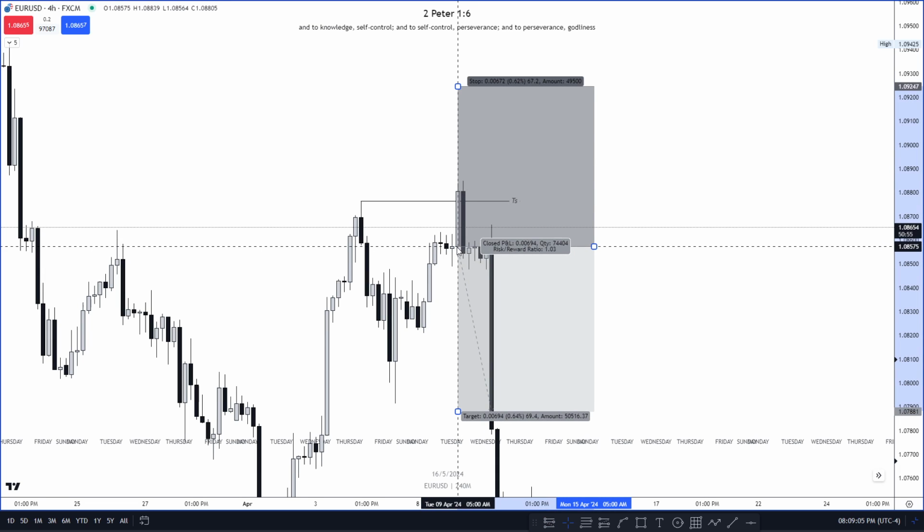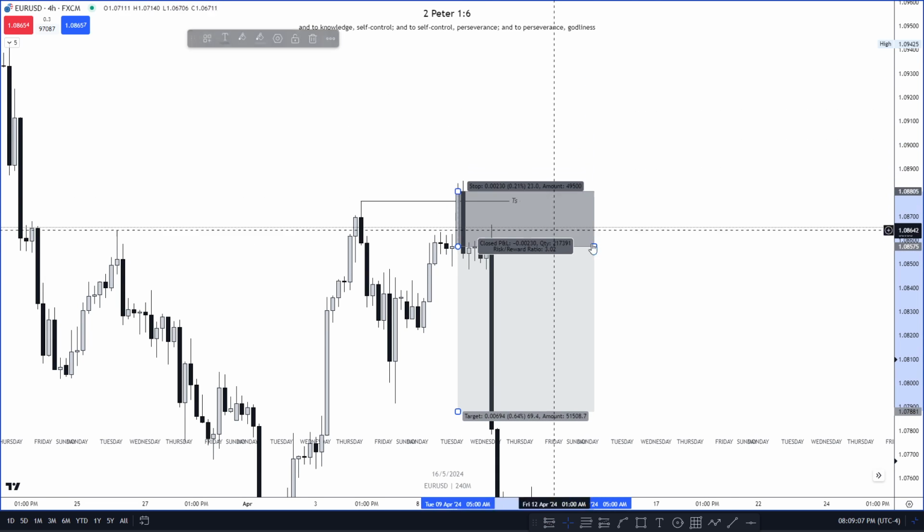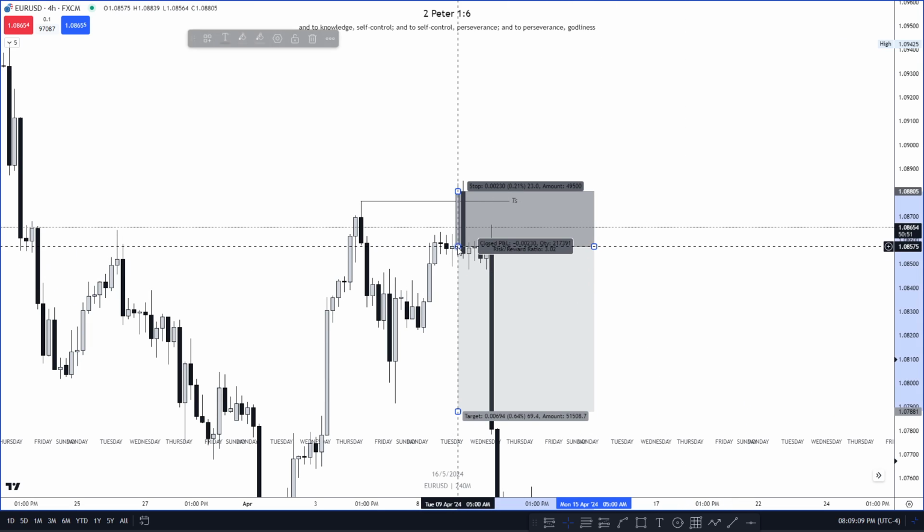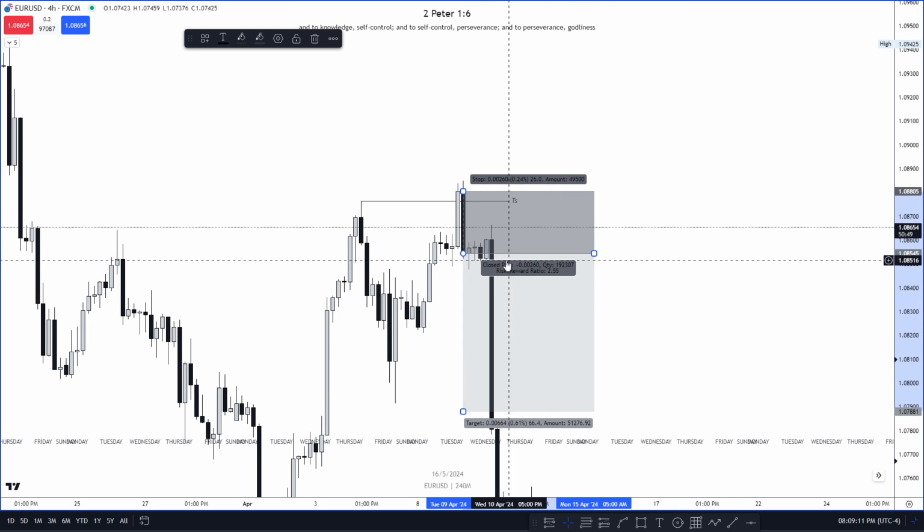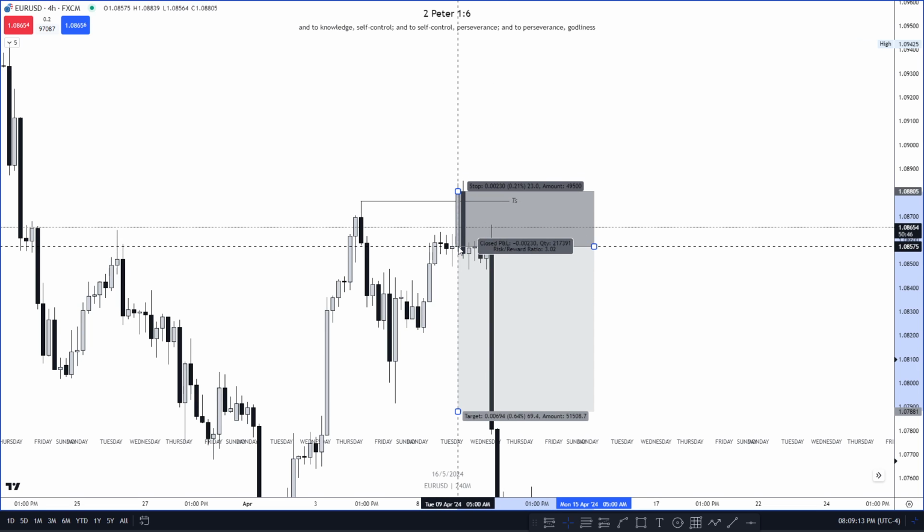If you were to look at the RR, this one's 3. This one takes half of the RR away. So you see why we wait? Enter off that model 1, right? Which is your order block.